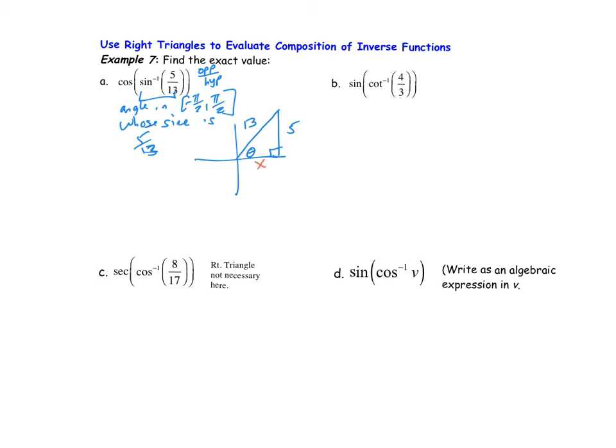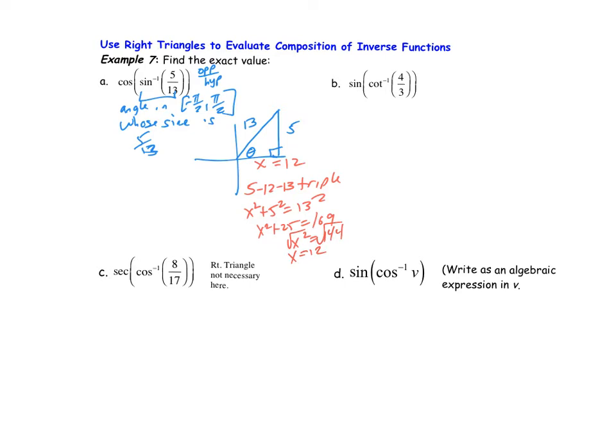We could call that x. If you recognize that this is a 5, 12, 13 triple, then you automatically know that x is 12, the missing side. If you don't recognize it as a triple, you can say x squared plus 5 squared is equal to 13 squared, and then you can solve the Pythagorean theorem. So we would have x squared plus 25 equals 169. x squared is equal to 169 minus 25, which is 144. And then we can take the square root, so x is equal to 12.